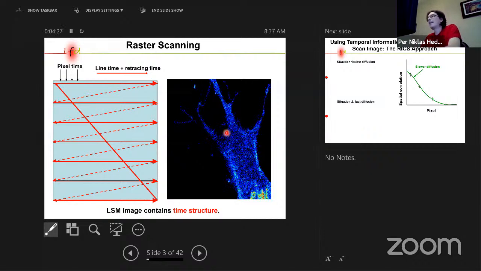So here on the right-hand side, you see an example of a cell expressing a fluorescent protein. This is a raster scanned image. Now we know that some of the fluorescent signal that is more on the top left of the image was acquired earlier than some of the information on the bottom right. So how can we exploit this time structure of the image to get some underlying information about the movement of the molecules?